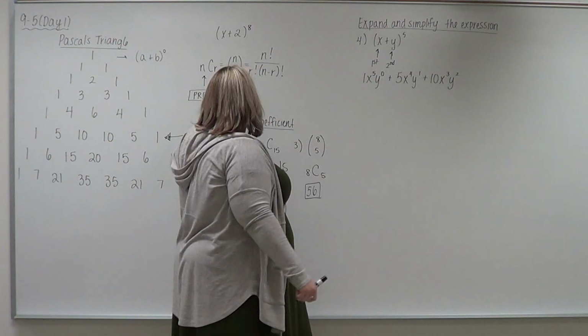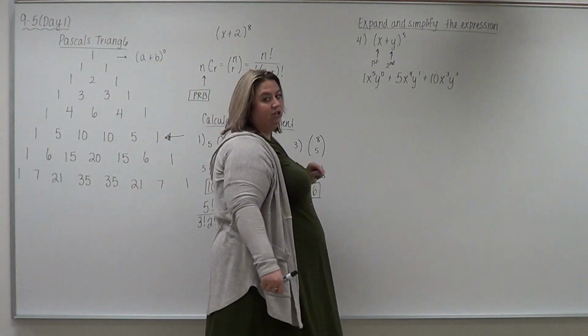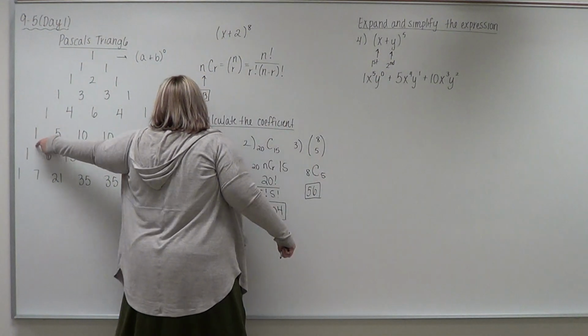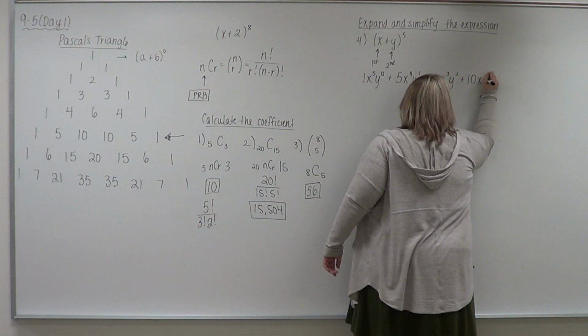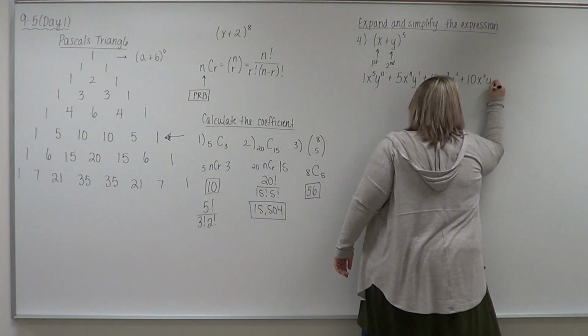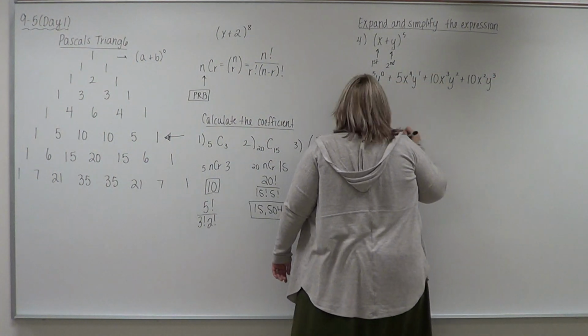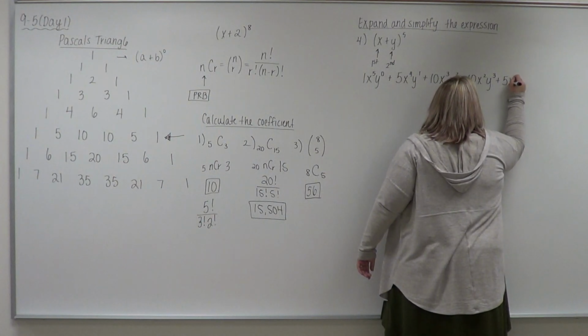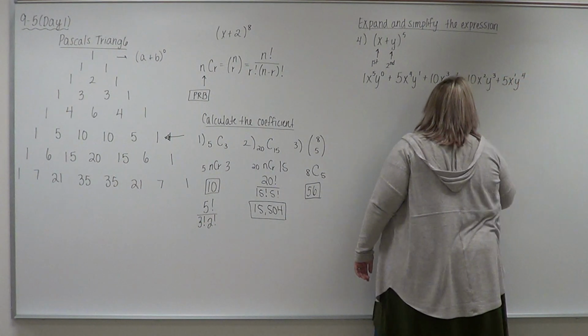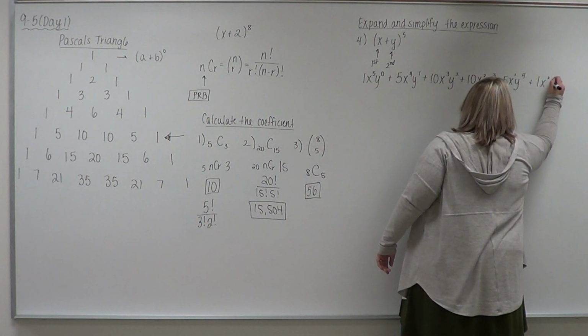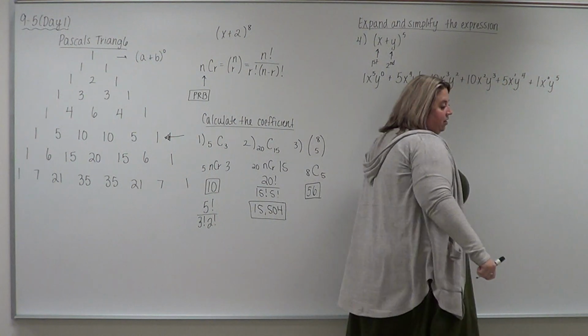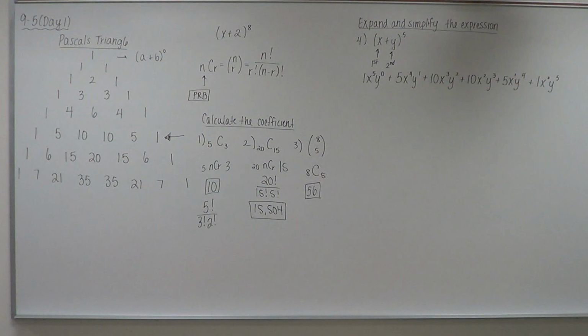I will continue this until I get all the way through every coefficient. So I've done 1, 5, 10, so my next one would be 10. So this would be plus 10, then that would become x squared, y cubed. And then my next coefficient, so plus 5, x to the 1st, y to the 4th. And my last one would be plus 1, x to the 0, y to the 5th. These are every single term, and you will not have any like terms to combine.